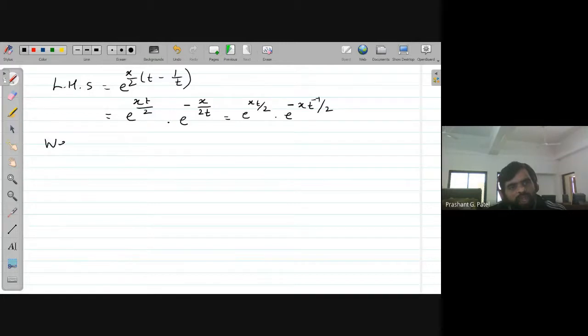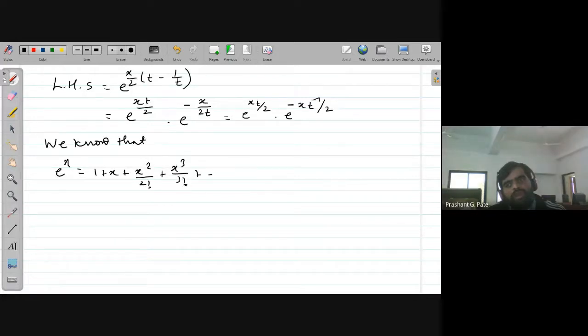Now we know the series of e power x, that is e power x is equal to 1 plus x square by 2 factorial, x cube by 3 factorial, and so on, which we can represent as summation 0 to infinity x raised to n upon n factorial. If I change this index, there will be no problem. So in this LHS we have e power xt upon 2 and e power minus x upon 2t, so we can write down for both of these.